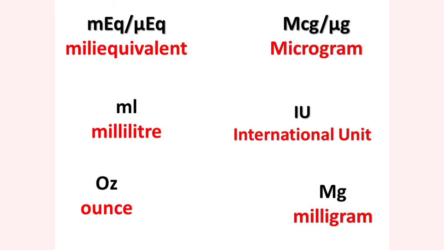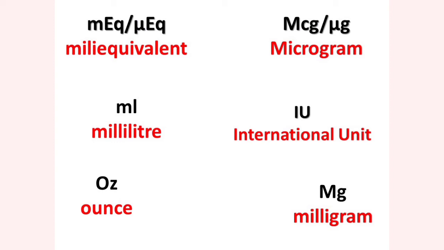MEQ means milliequivalent, and you can see that symbol, that is mu. Mu equivalent means milliequivalent. Another one is MCG, or mu-g, which represents microgram. And another is ml, which means milliliter. And IU is the unit, that is international unit, which is used to represent hormones such as insulin, and vitamin E, which are represented in IU, that is international unit.